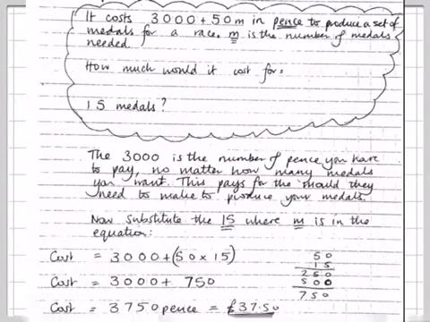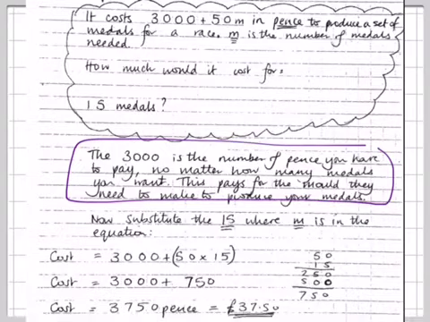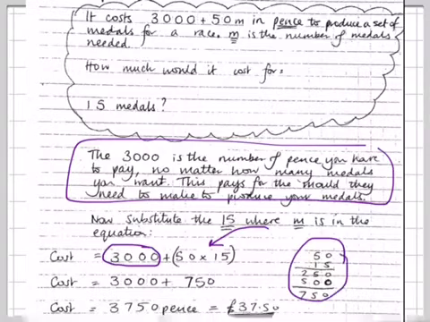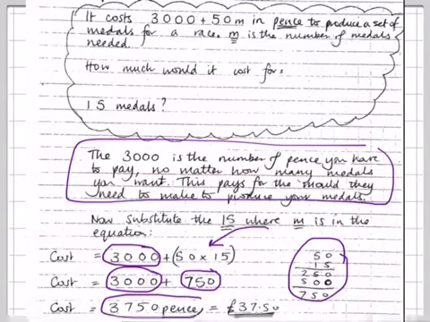Okay, here goes. So the 3,000 is the number of pence that you have to pay no matter how many medals you want. This pays for the mould they need to produce the medals. And then that becomes this part of the sum here, and that never changes, it's always 3,000. If you want 15 medals, then here you have to do 50 times 15. Now I've done a quick sum on the side, and that makes 750. So we've got 3,000 pence for the mould and an extra 750 pence for the molten metal, which gives us 3,750 pence altogether. Converting that back into pounds, you would have £37.50.